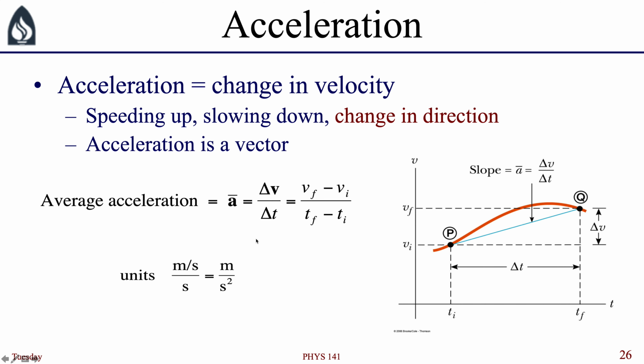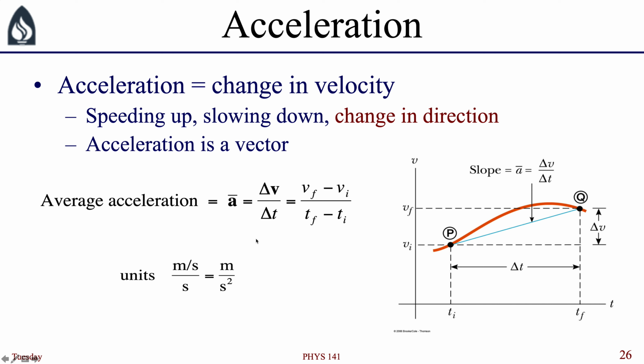Just as we saw velocity was a change in displacement with time, acceleration is defined as being a change in velocity that occurs in some time period. So this can happen three basic ways. You could have an object speeding up, it could slow down, or it could change in its direction. And of course, it can be doing multiple of these things at the same time.